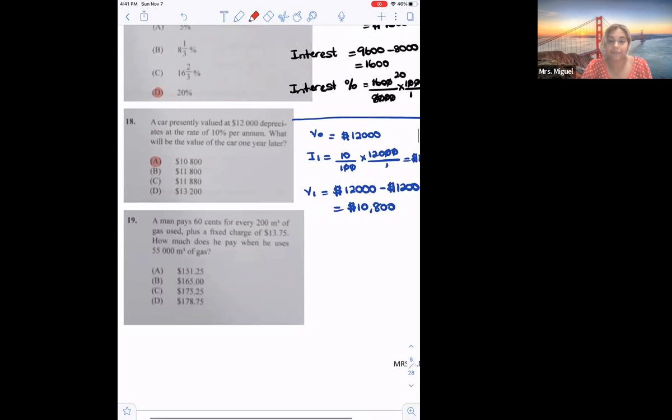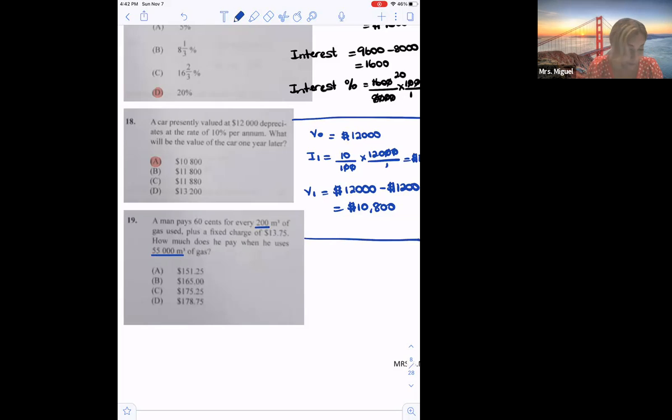Now, number 19, a man pays 60 cents for every 200 meter cube. Gas is sold in quantities or in little parcels of 200, not 100, not 50, but 200. So the man uses 55,000. So we have to find out how many 200s are there in 55,000. And when we find that amount, we will multiply it by 60 cents.